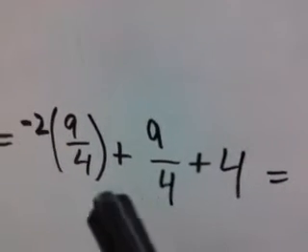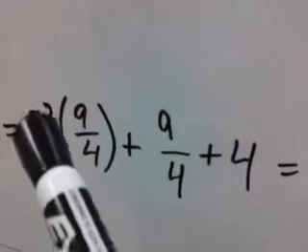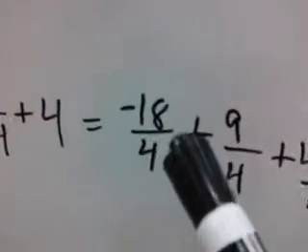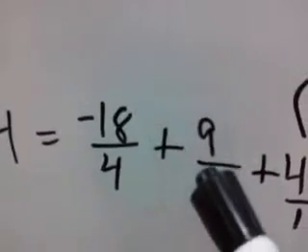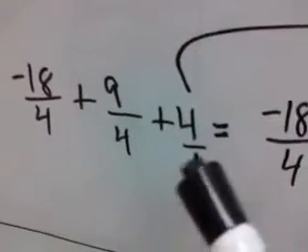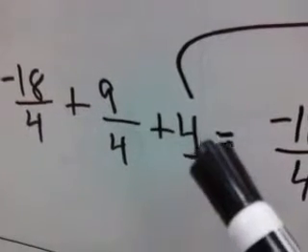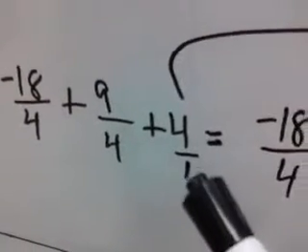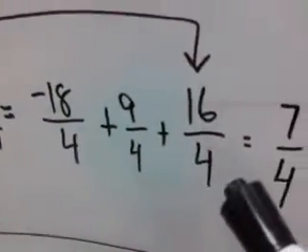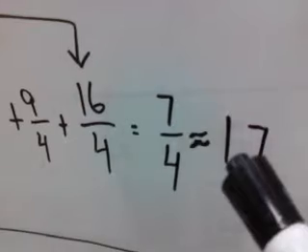Then we have to find the LCD. 4 is the same as 4 over 1. We can multiply the negative 2 times the 9. That would give us 18 over 4. So in our next step, we get negative 18 over 4 plus 9/4 plus 4 over 1. The LCD is 4. Multiply the top and bottom here by 4 to get the LCD. This is going to be 16 over 4. So we get negative 18 over 4 plus 9 over 4 plus 16 over 4, and that will give us 7 over 4, which as a decimal would be 1.75.